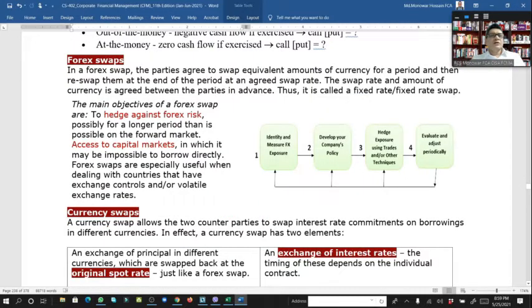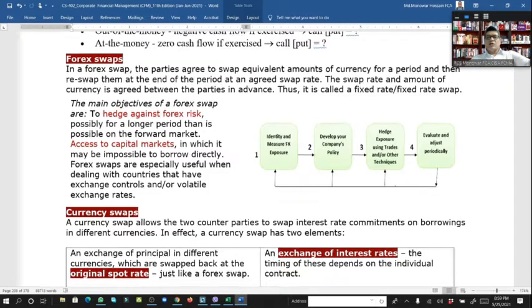Now forex swap. Foreign exchange swap: the parties agree to swap an equivalent amount of currency for a period and then re-swap them at the end of the period at the agreed swap rate. Just like option, the swap rate and amount of currency is agreed between the parties in advance. Thus, it is called a fixed rate swap.